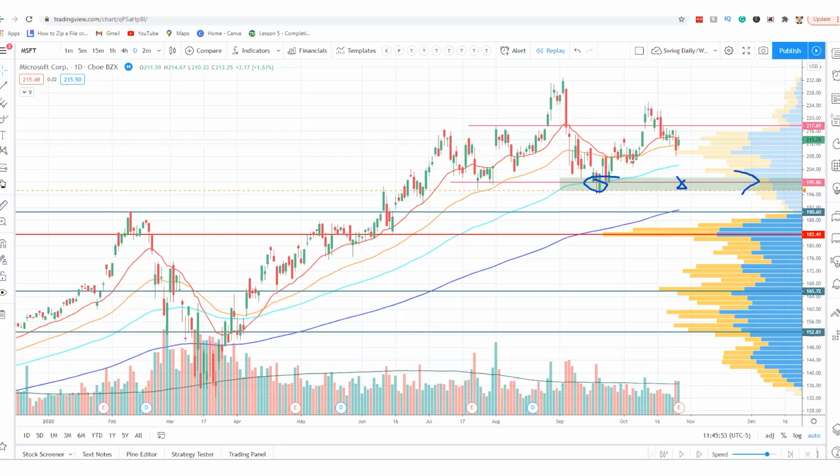Now, the other alternative is that we pop from here and somewhere above this area based on market structure. I'm going to be looking for either a breakout of 225 or a little break and pull back into this 220, 217 area for that continued long.